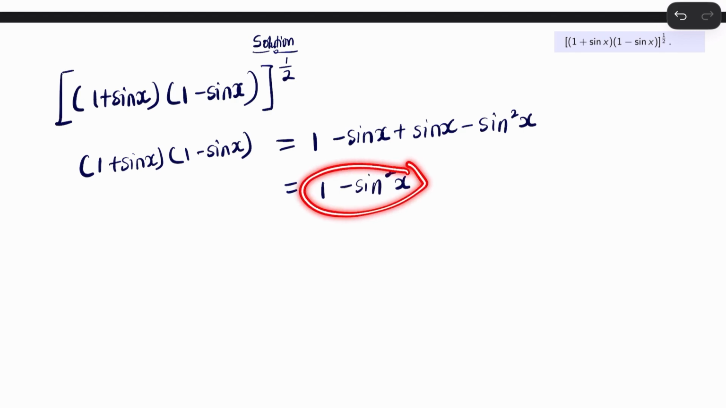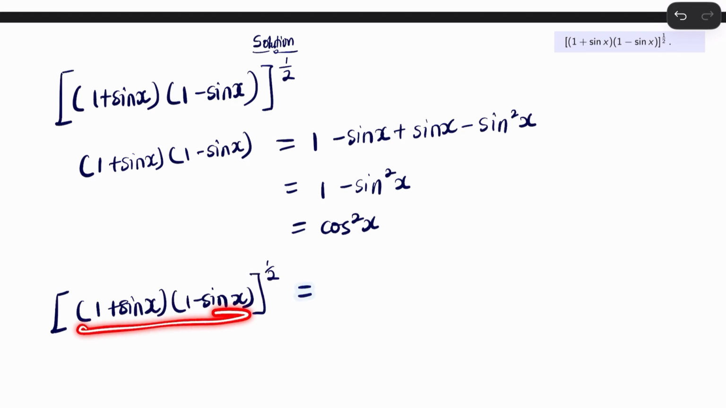And what's 1 minus sine squared of x? That's cosine squared of x, right? This expression is now giving us cosine squared of x. So that will be cosine squared of x, all exponent 1 over 2, which is equal to cosine of x.